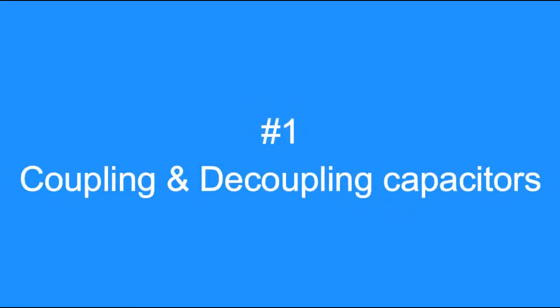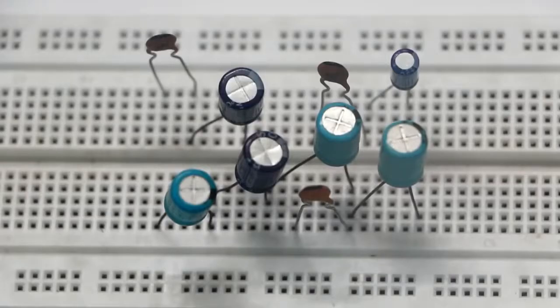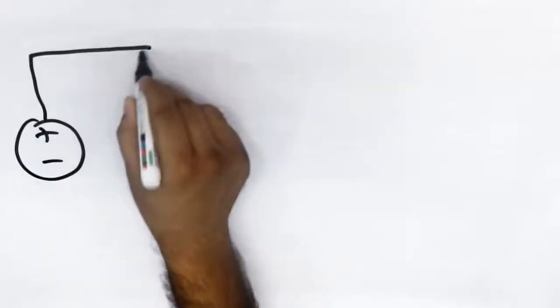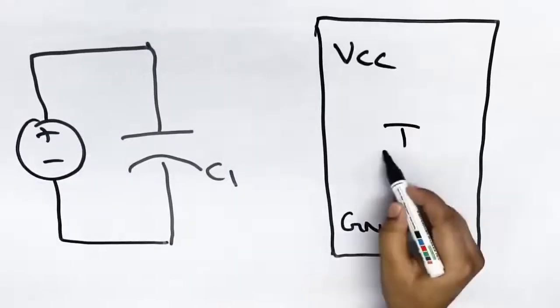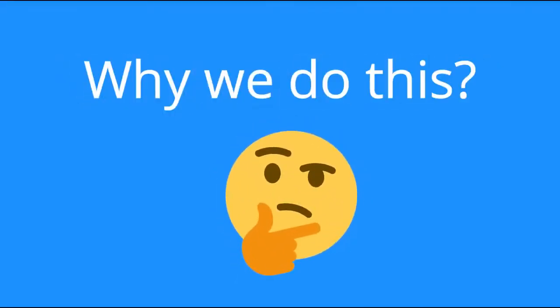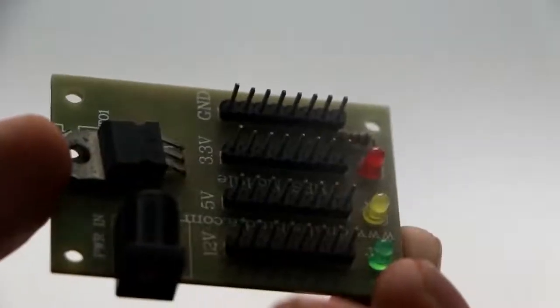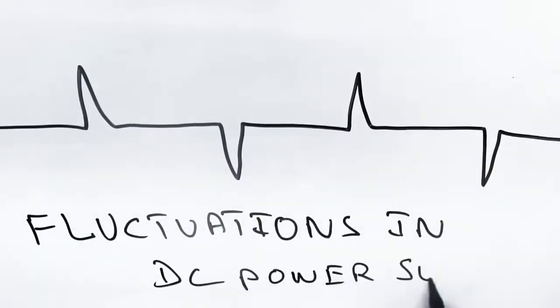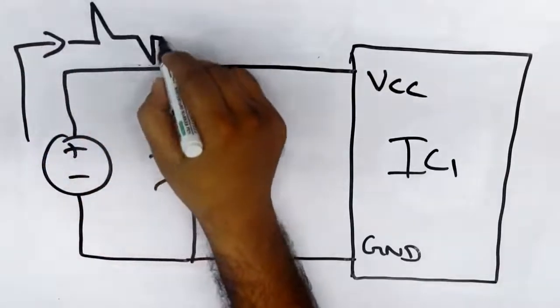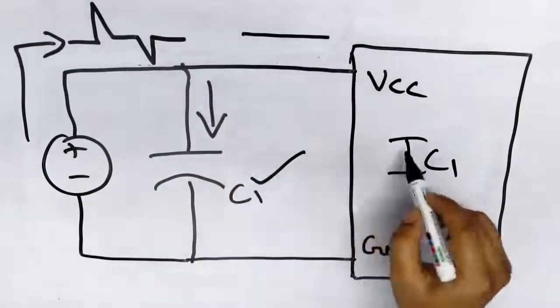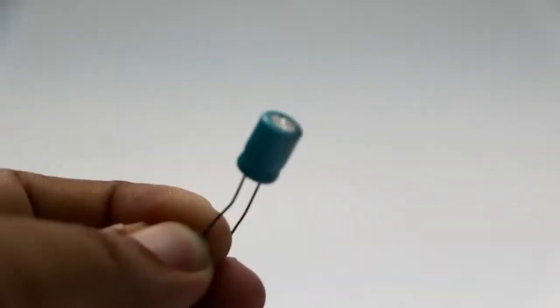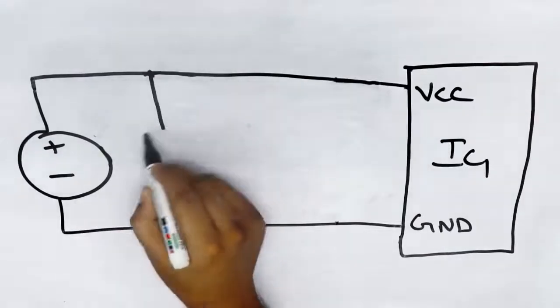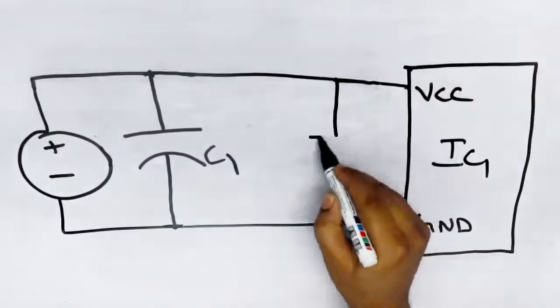Tip number 1. Usage of coupling and decoupling capacitors. Capacitors are pretty handy components used as timing elements or as filters. When using it as a decoupling capacitor, we need to connect them in parallel with the power supply. You might ask why we do this. Well, power supplies of any kind are not perfect. The output from these will be fluctuating in nature. Adding a decoupling capacitor will prevent these fluctuations from the power supply from reaching the digital pins. It is often suggested to use a big electrolytic capacitor near the power supply and a ceramic capacitor near the chips.